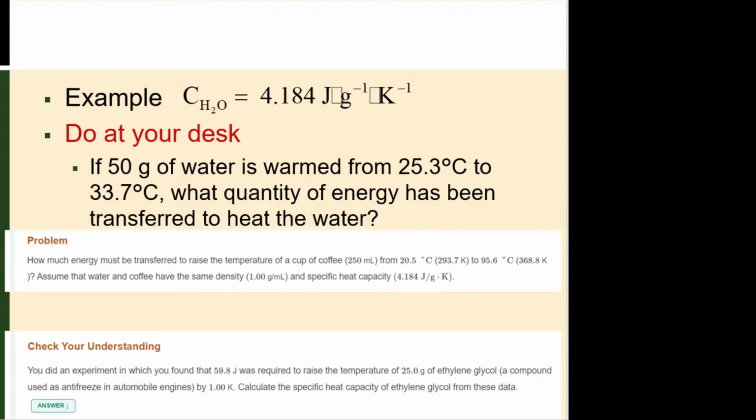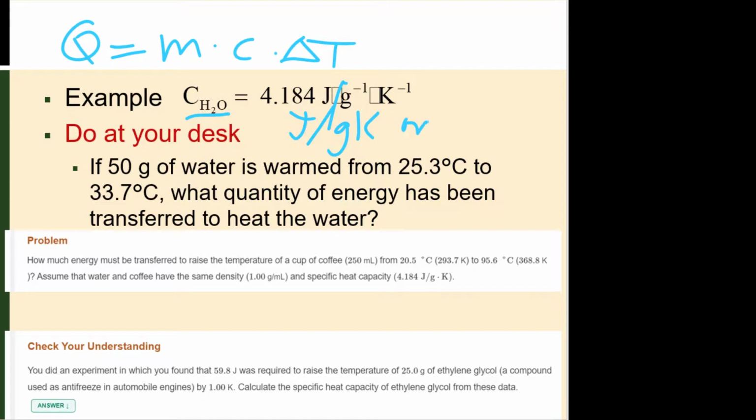So using that equation, Q equals M times C times delta T. We can use lowercase or capital, actually. Either, you'll see either. M times C times delta T. So we're given the specific heat of water as 4.184 joules per gram degrees Celsius, or joules per gram Kelvin. Again, either one.